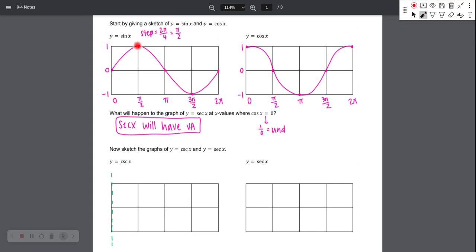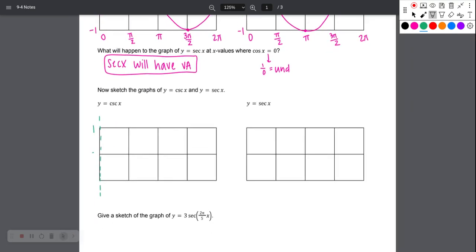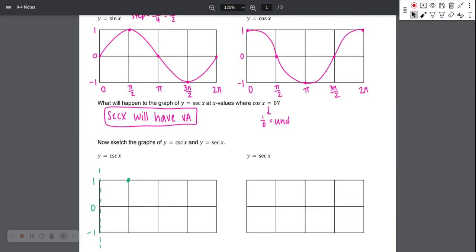If I took the reciprocal of 1, well, the reciprocal of 1 is still 1. So I'm still going to have a point up here at 1. All right, continuing on. If I look at my next key point, my y value is 0. The reciprocal of 0 is undefined, so again, we're going to have a vertical asymptote for cosecant. Down here, we're at -1. The reciprocal of -1 is still -1, so we're still going to have a point right there at -1. And then the reciprocal of 0, again, is undefined, so we're going to have another vertical asymptote.